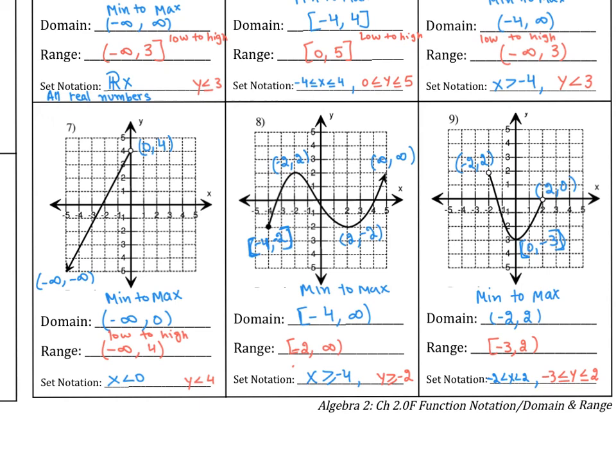And for the set notation, x is between -2 to 2, so in this area, and y is from -3 all the way to 2. So y is greater than or equal to -3 and is less than 2.